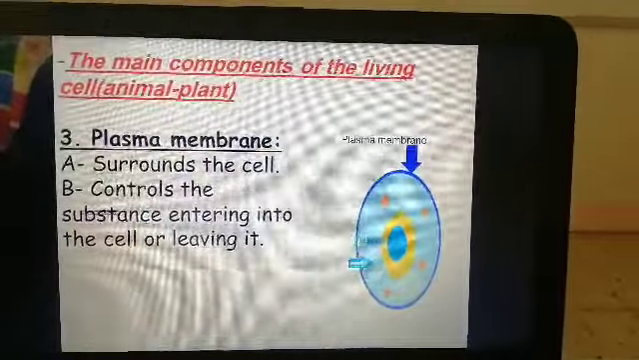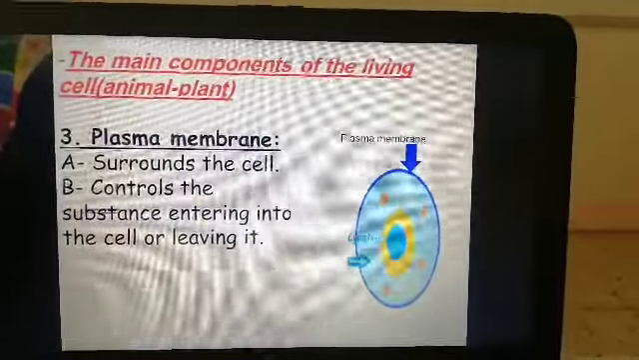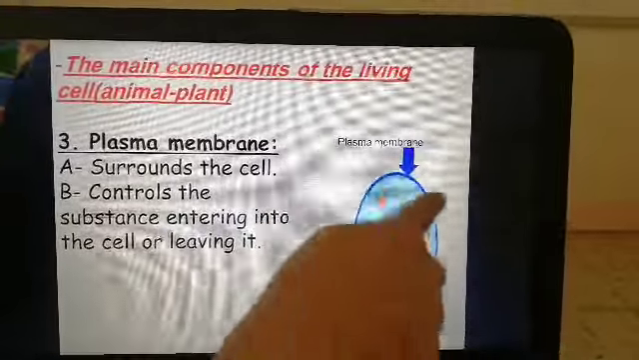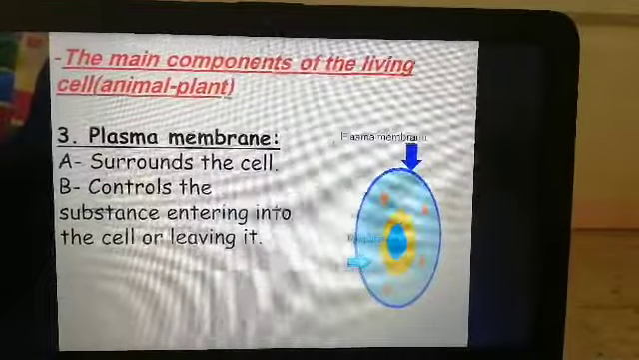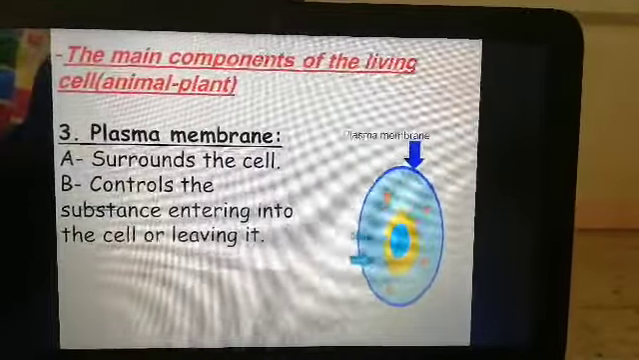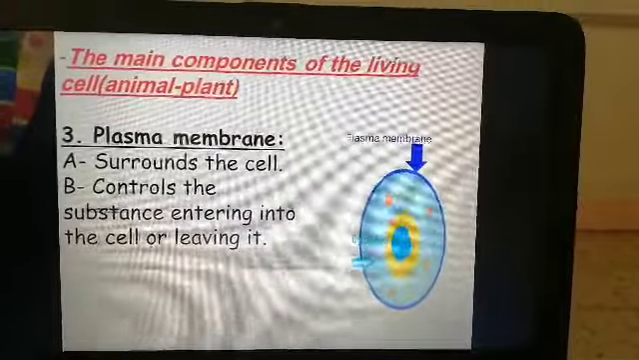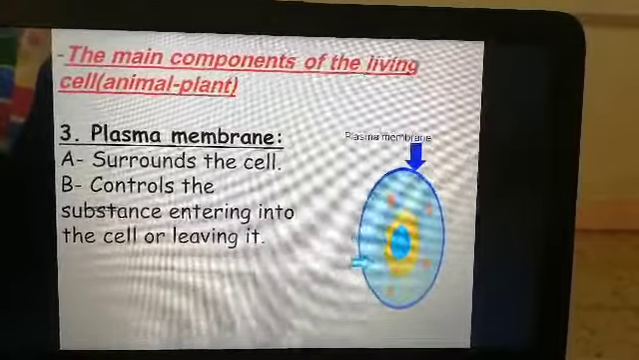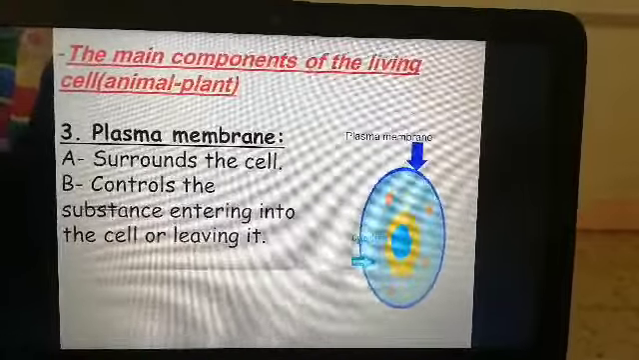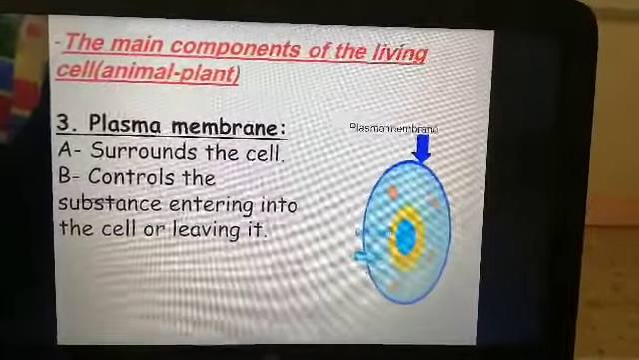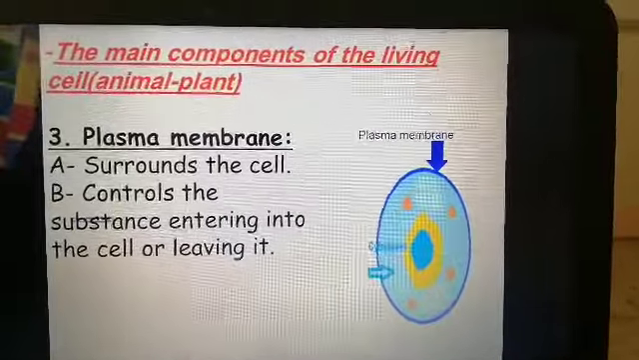What are the main components of the animal cell? The animal cell consists of the plasma membrane, which is this. The plasma membrane surrounds the cell and controls all the substances that enter or leave the cell, such as oxygen and digested food, which enter the cell to burn the digested food to get energy, and carbon dioxide, which leaves the cell as waste.